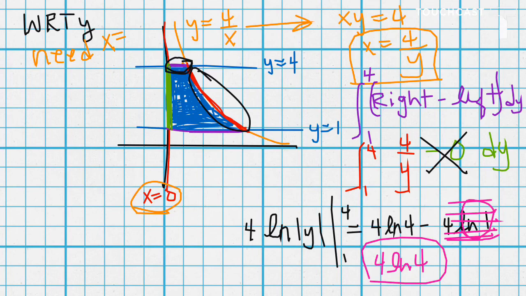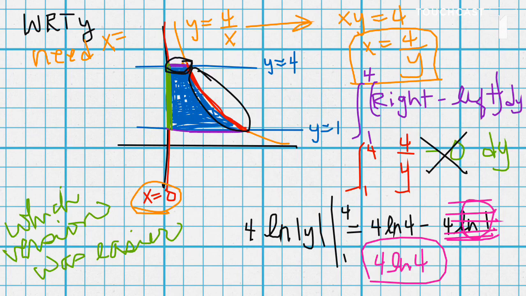The question that I'm going to pose to you is, which version was easier? Was it easier to do it with respect to x, or was it easier to do it with respect to y?